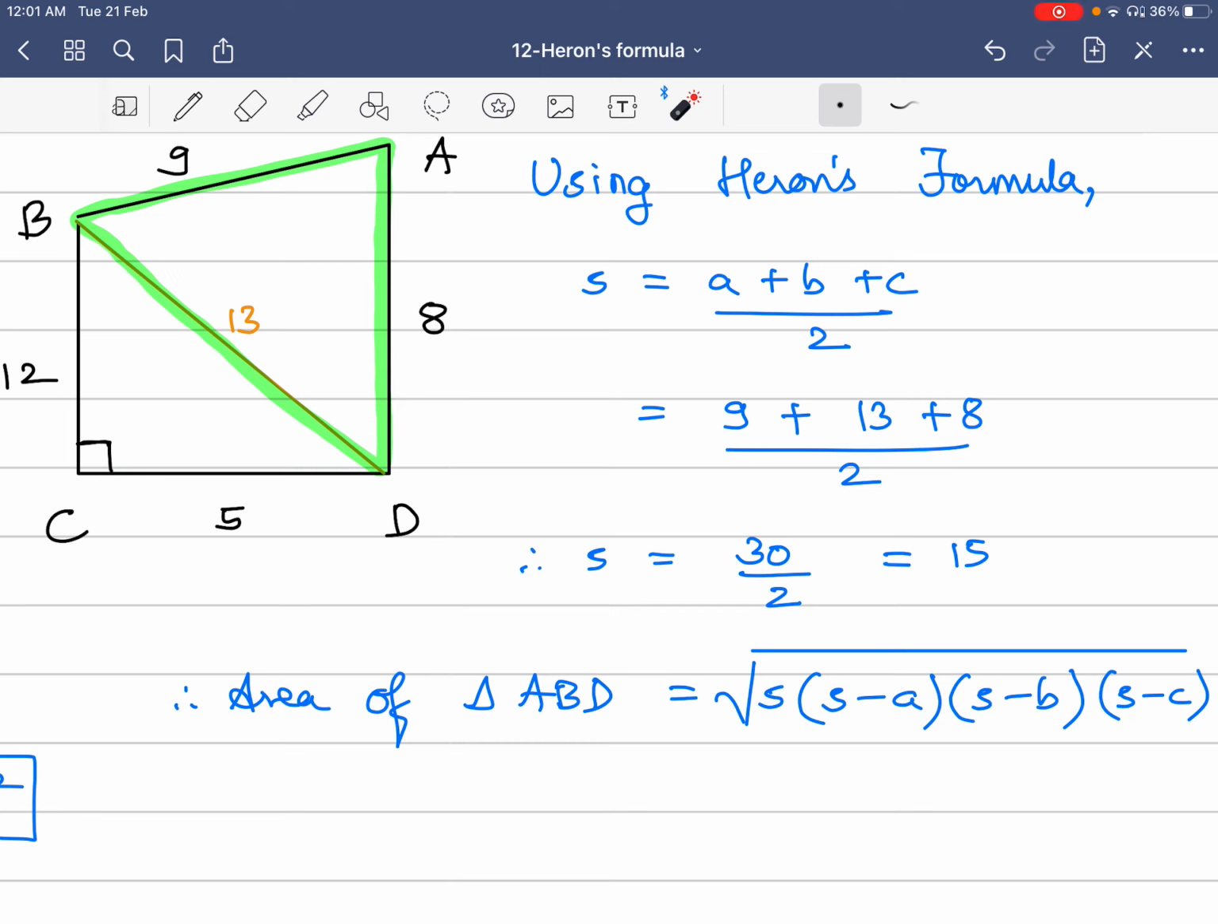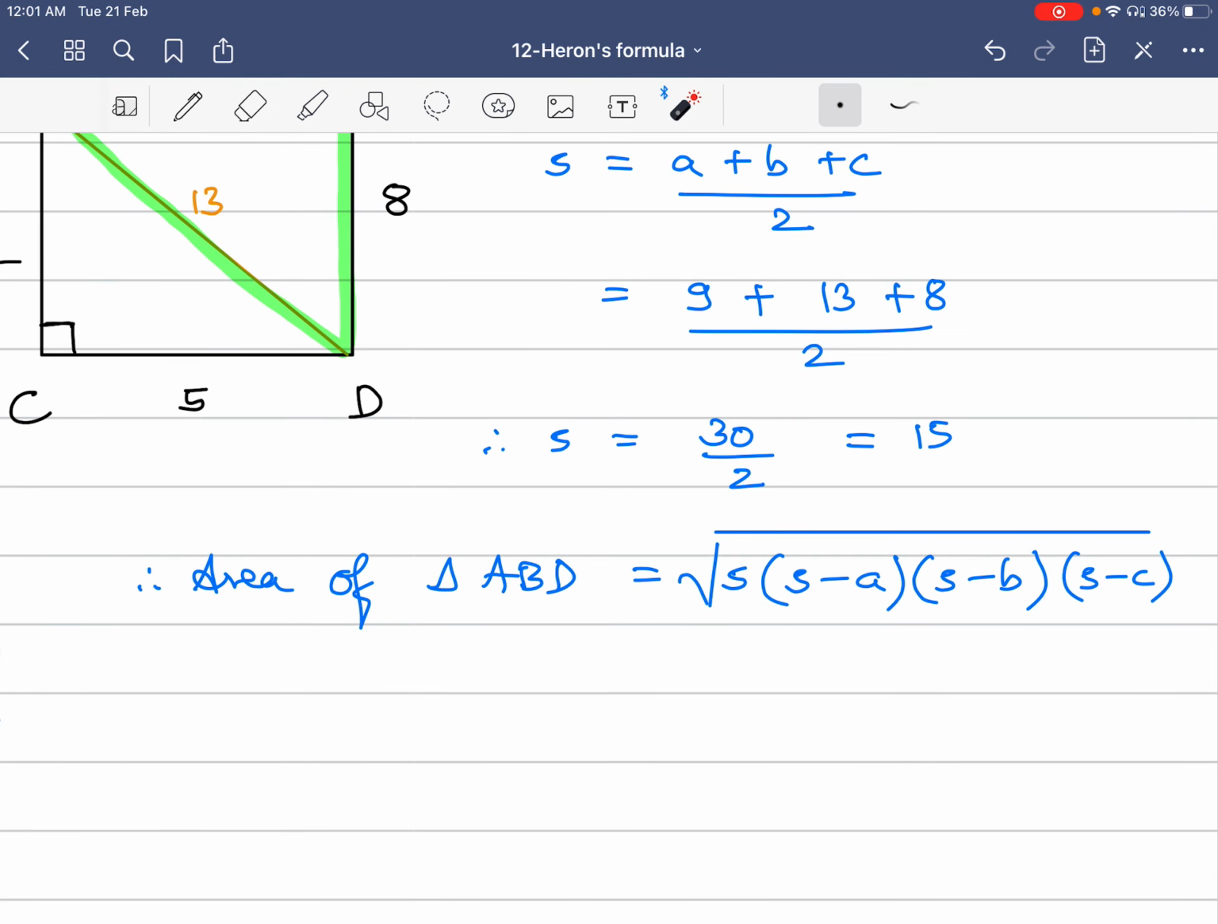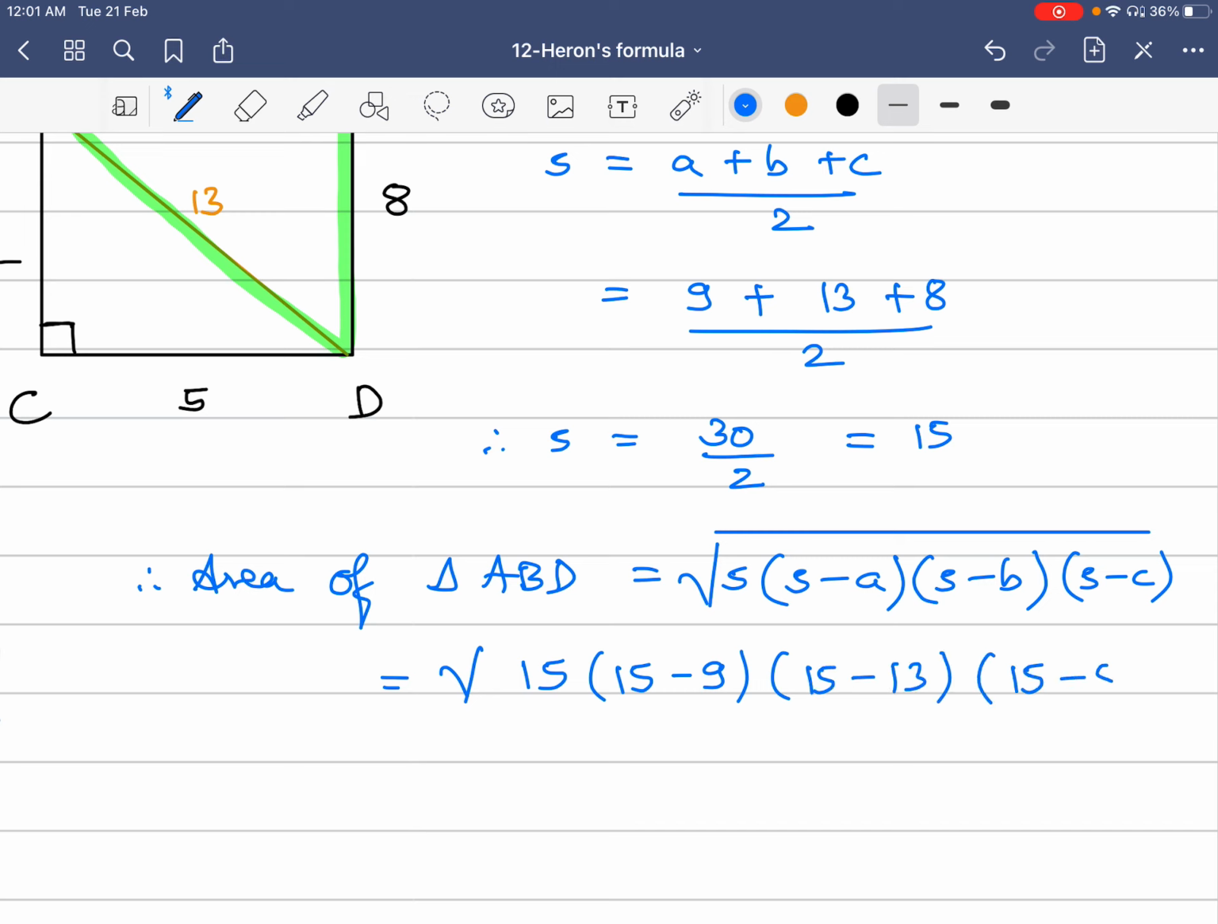Now we are going to substitute the values of S, A, B, C for this particular triangle that we are focusing on. So the value of S is 15 and A, B, C is 9, 13 and 8, the sides of a triangle. So let's put these values. This will be equal to square root of S, which is 15, into 15 minus 9, 15 minus 13 and 15 minus 8. So these are the three sides of a triangle and this is our square root sign.